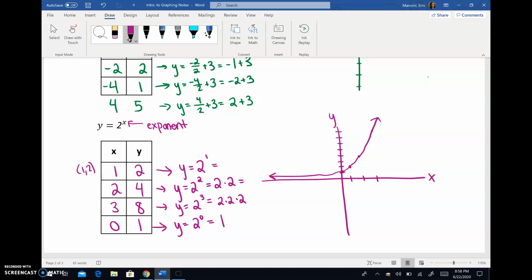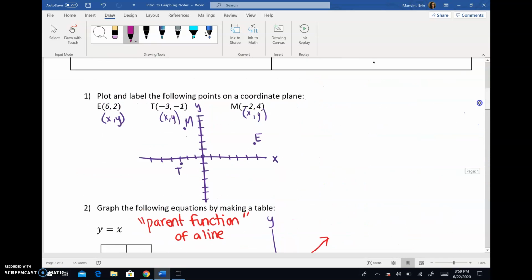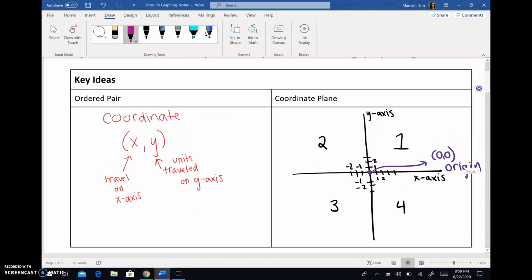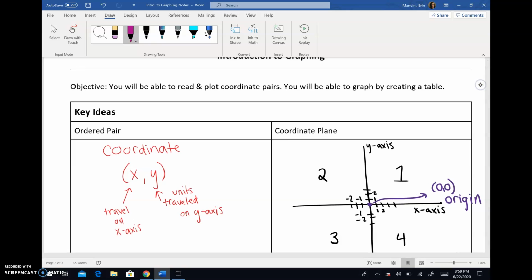So anyways, we don't really need to know that right now, but what we do need to know is that you can use this table method on any equation, even if it's not linear, which is why this is such a useful skill. Okay, so hopefully you learned something new about ordered pairs, coordinate planes, and how to graph by creating a table. Take care.